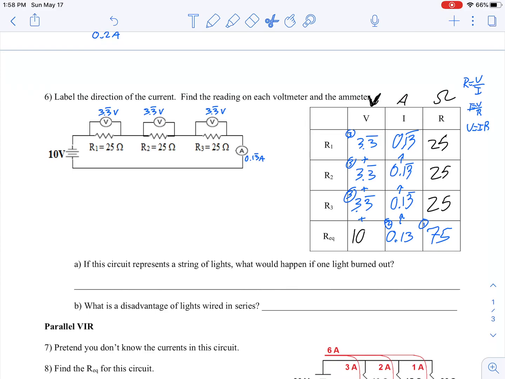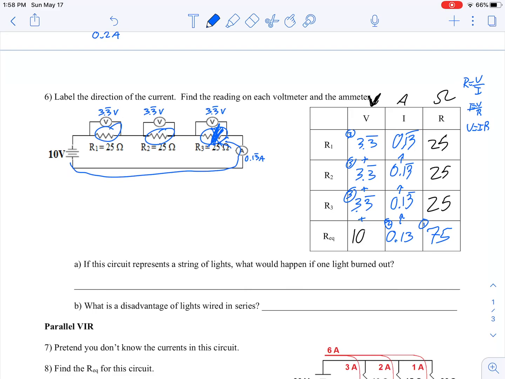If this circuit represents a string of lights, so picture each one of these resistors is a light bulb. What would happen if one burnt out? So if one light bulb burns out, okay, let's say it burns out, there is a hole in the circuit there. The circuit is now open. Can current go around and get through if there's a gap there? No. So can we light up the other light bulbs?